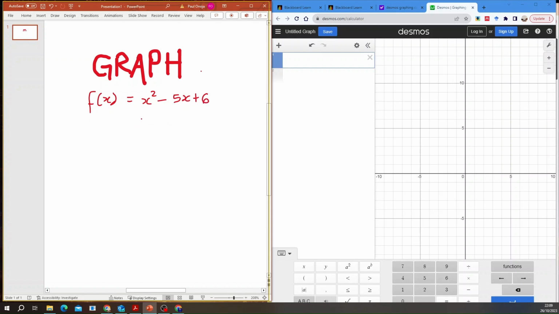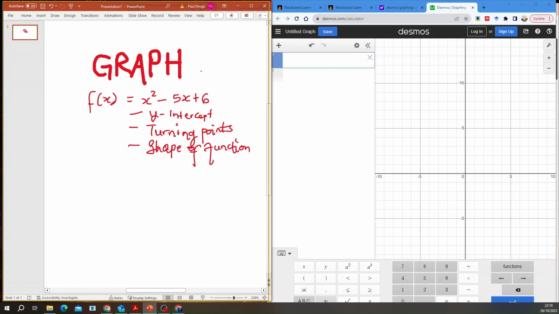Now there are three things you need to determine to be able to sketch the graph of this function. The first one, you need to know the y-intercept. Second one, you need to get the turning point of the function. And the third one, you need to know the shape this function will take. Is it going to be a downward function or an upward function? So you need to know the shape of this function.